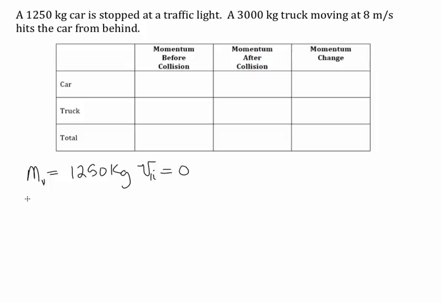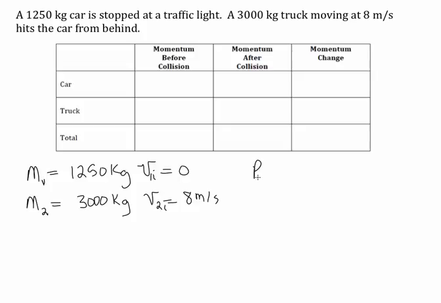I'm going to call the truck M2. So M2 is going to have a value of 3,000 kilograms. And we know that the initial velocity of the truck, so I'm going to call it V2i, has a value of 8 meters per second. So let's take a look at the before. The before is pretty straightforward.